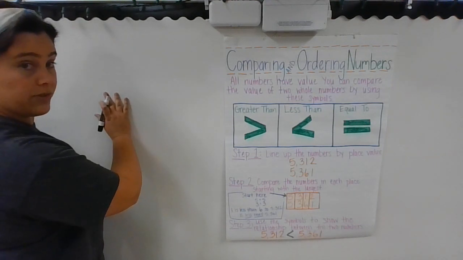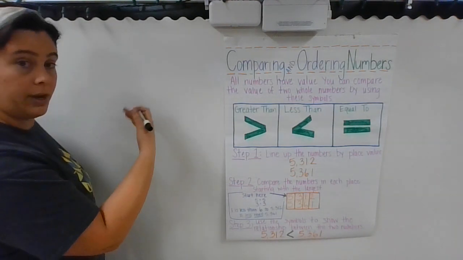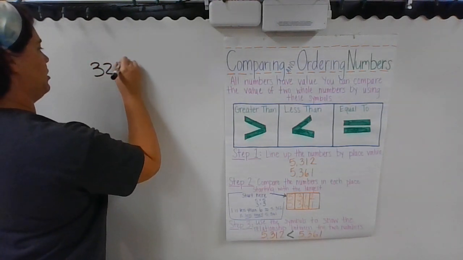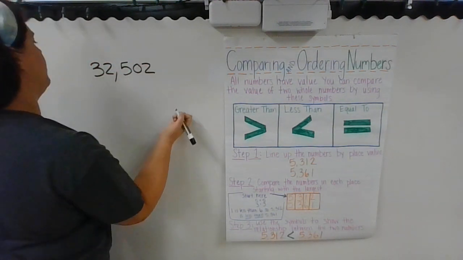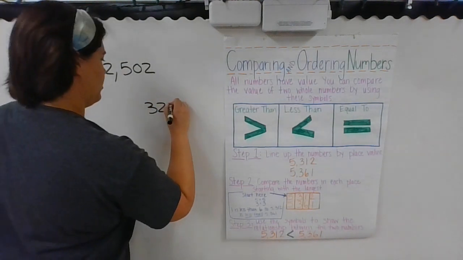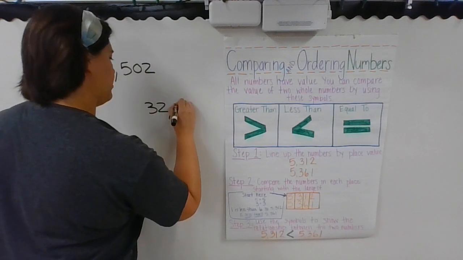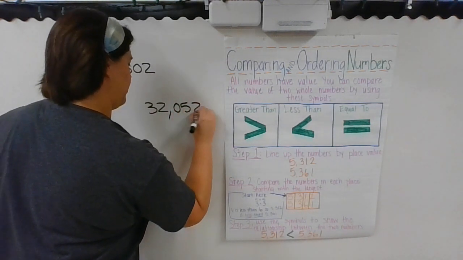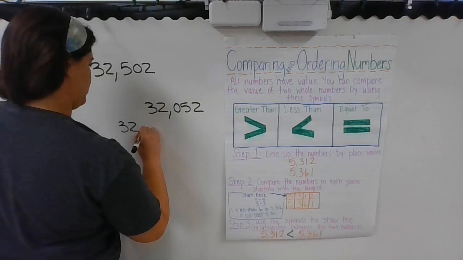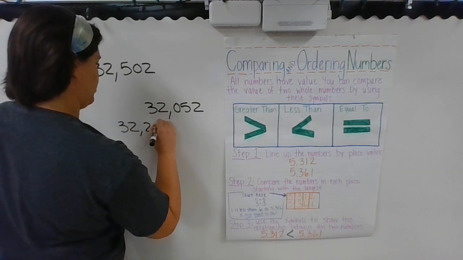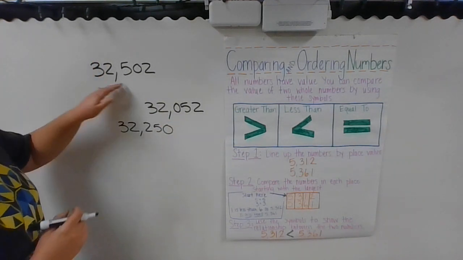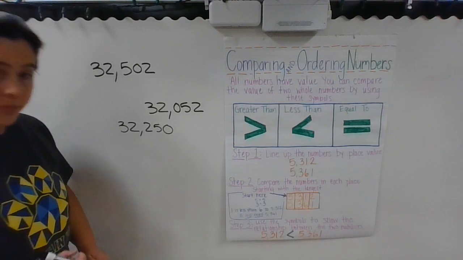And we're going to do 10,000s to start. And the next example will be the 100,000s. So we'll do 32,102. We're going to do 30,052. Then we're going to do 31. Okay. So we have 3 different numbers.